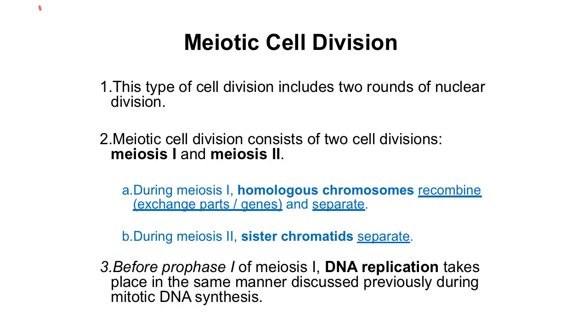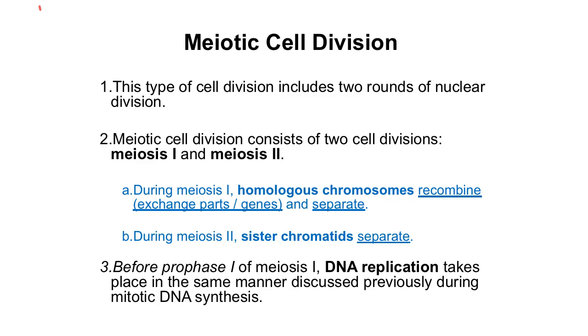to be the highlight or main point of each of these divisions or general stages of meiotic cell division. During meiosis I, homologous chromosomes recombine. That is an important word to understand, which means to exchange parts and therefore to exchange genes, and separate. But during meiosis II, instead of homologous chromosomes, it is the sister chromatids that separate.